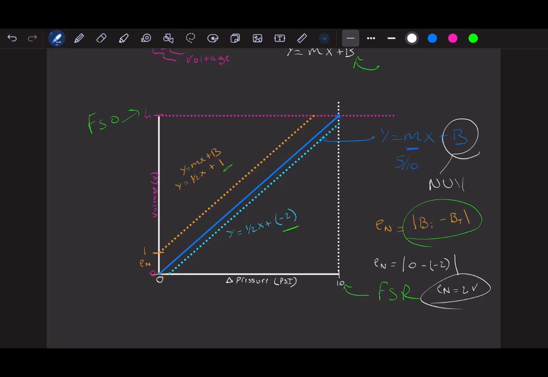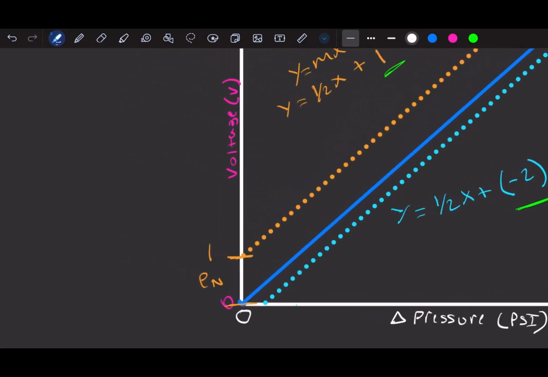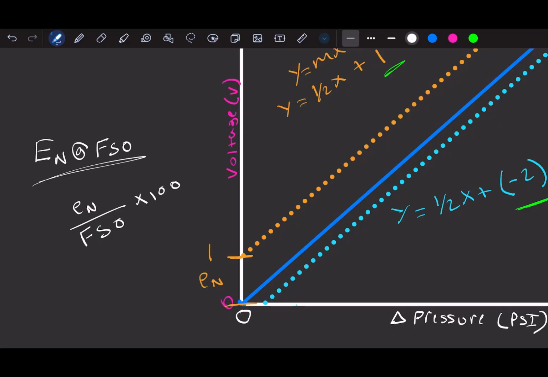Sometimes you will see this expressed as a percentage of our full-scale output. And this is a really nice, convenient way of writing things. So what we will occasionally do is we will occasionally have our error null at FSO. It'll look something like this. And what we do is we take that absolute null error that we calculated over there, we divide it by our full scale output, and we multiply by 100.